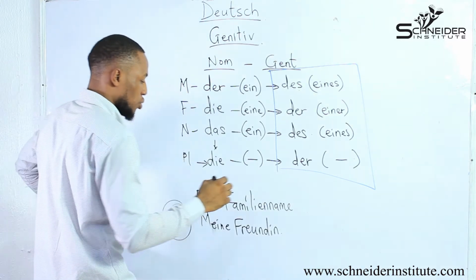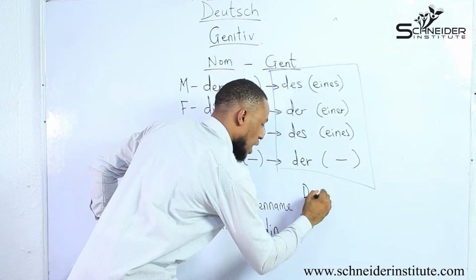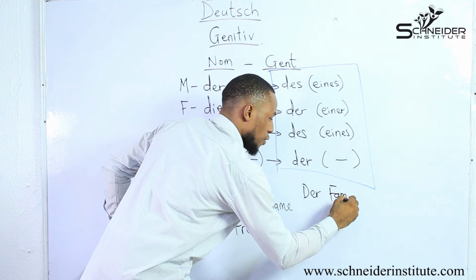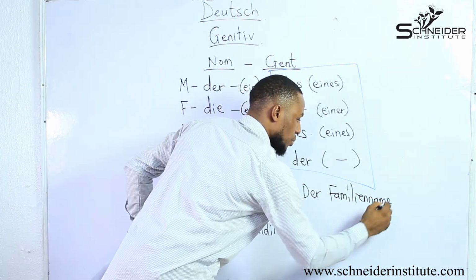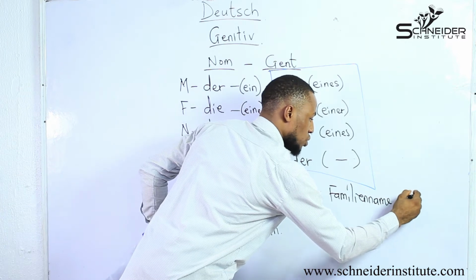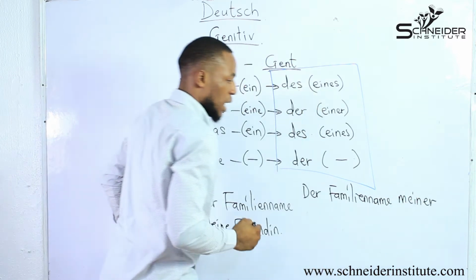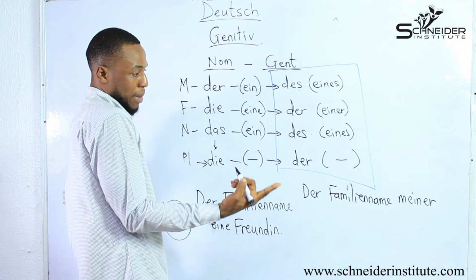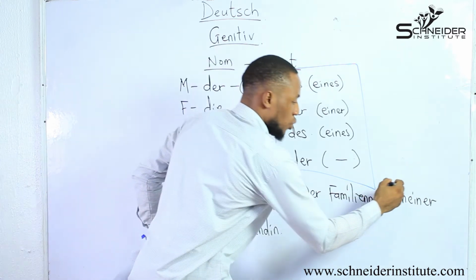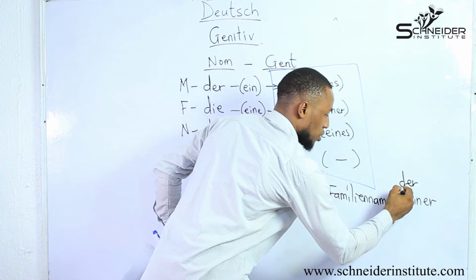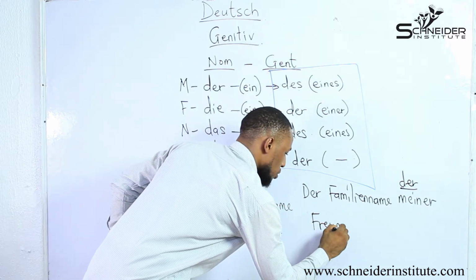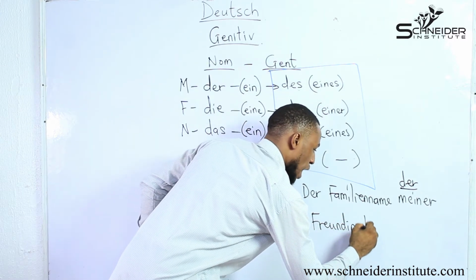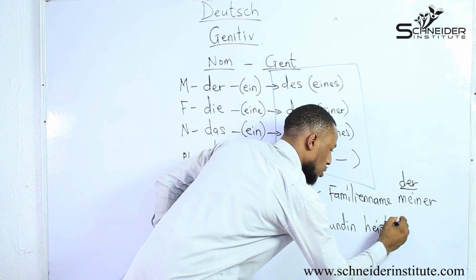So if I'm going to write this, I'm going to say der Familienname. Here I'm going to say meiner. Of course, you know, meiner is my possessive pronoun, which the definite article is simply going to be der. Meine Freundin heißt Paul.